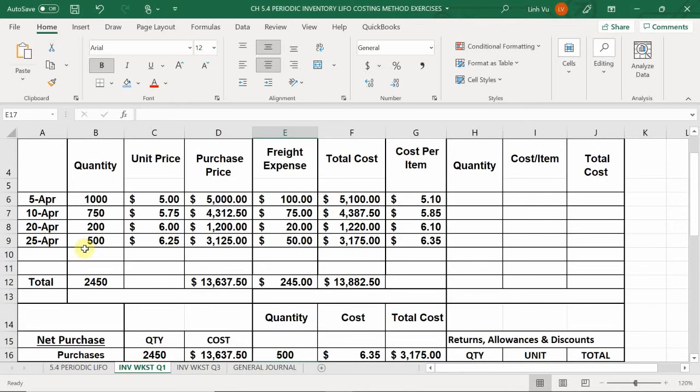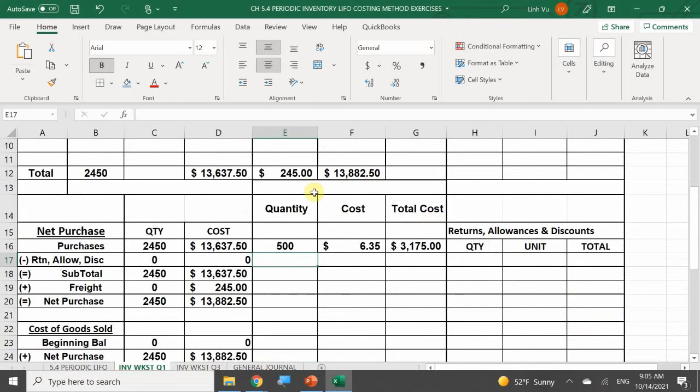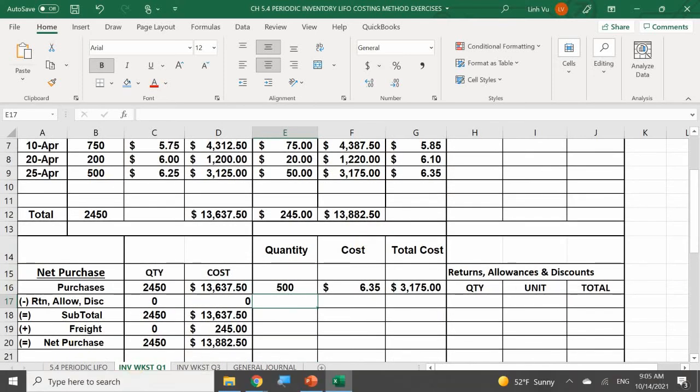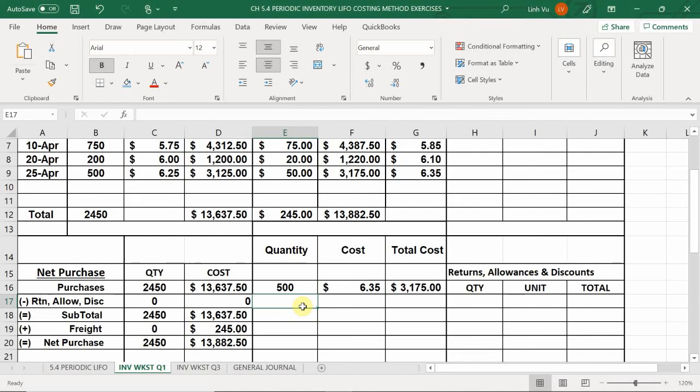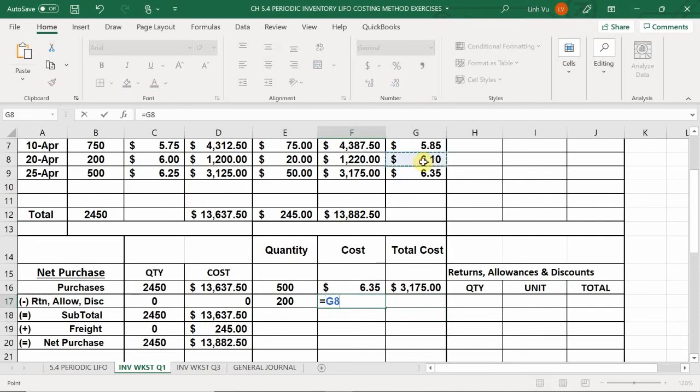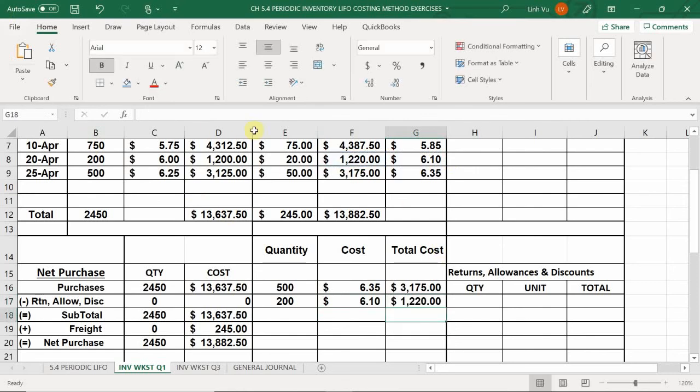So now that I eliminated this one, whichever way you can keep track of it, which next batch of inventory am I going to sell out next? April 20th. We're going to take the whole entire 200 batch right there. So we're going to sell 200 here. We know that this cost me $6.10 each, which gives me a grand total of 1,220. No need for a calculation there.